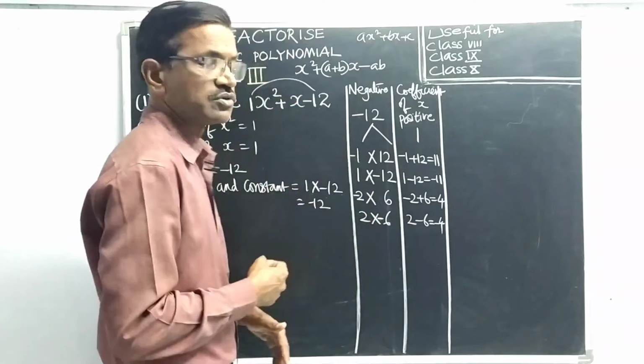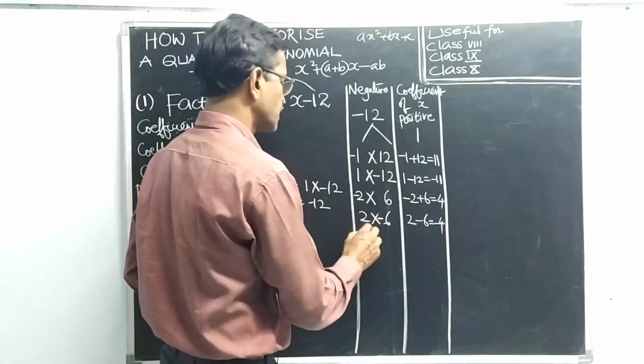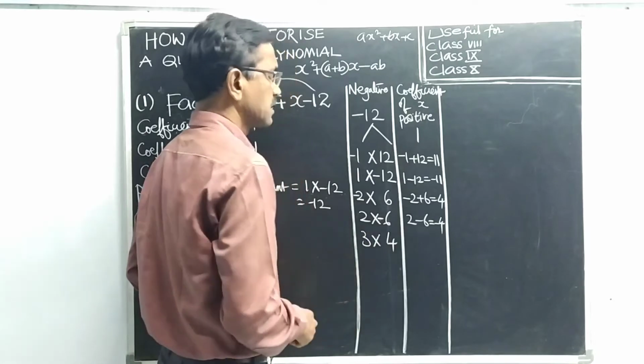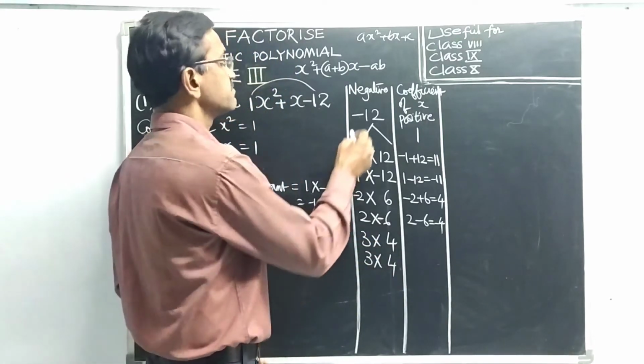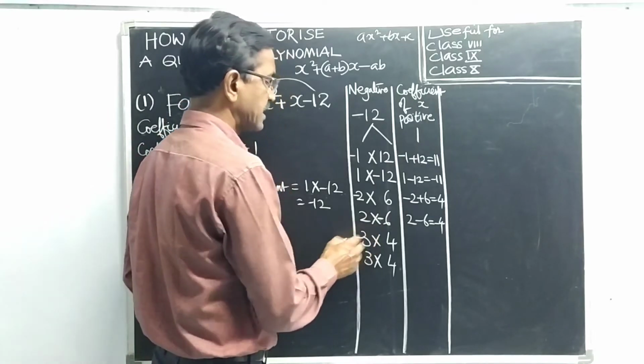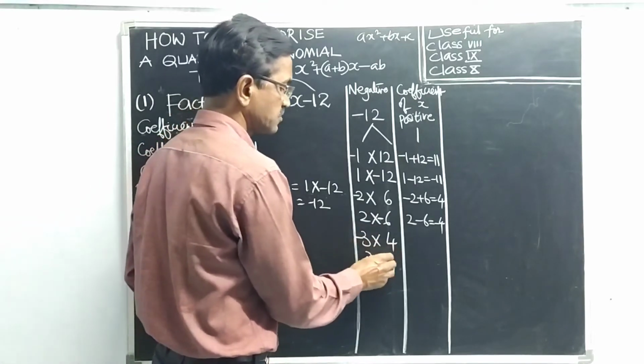So let us next go to the third factor. 3 into 4 is 12. Write it 2 times and assign the minus symbol once to 3 and once to 4.